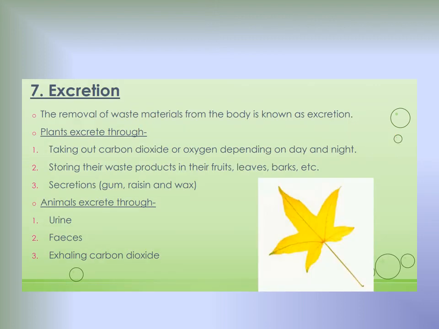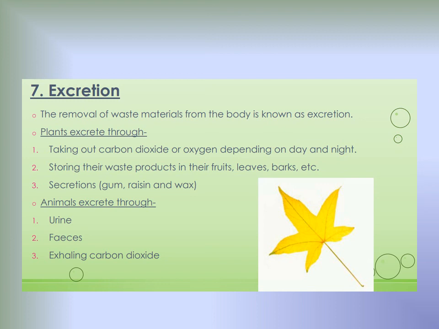Then we have all living things excrete. That means they remove waste material from the body. So plants excrete. How do plants excrete? They take out carbon dioxide or oxygen depending on day and night, meaning they excrete some gases. They also store waste products in fruits, leaves and barks, for example gum and resins. We get gum from the gum tree, and that is all stored waste material of a plant.